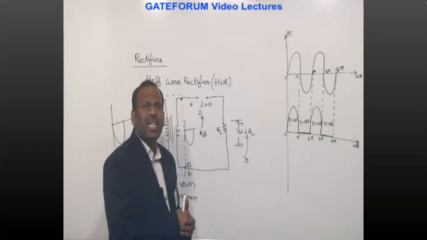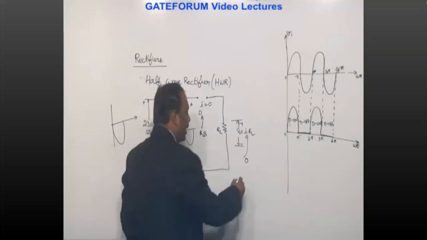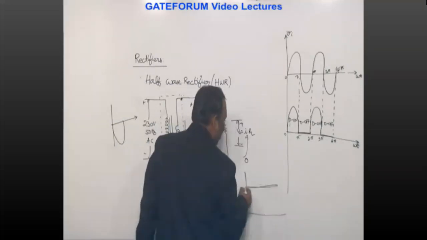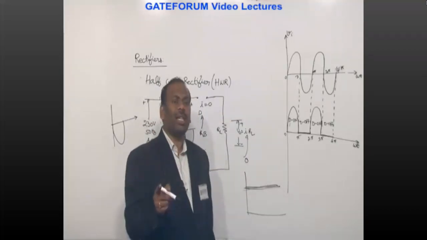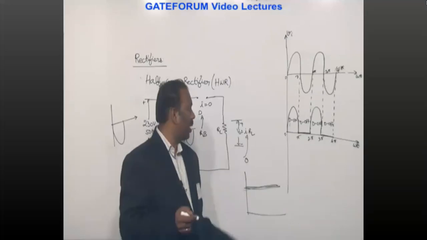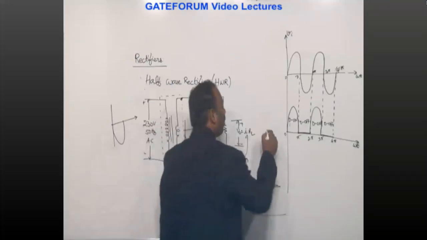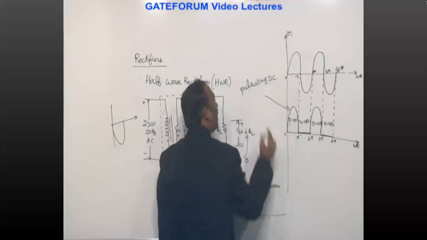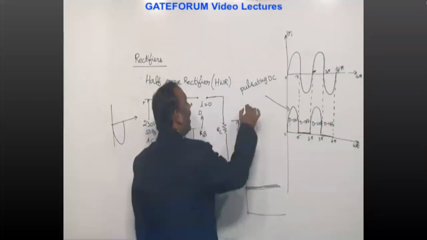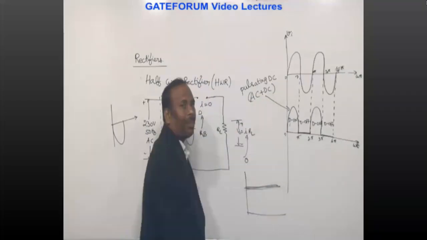Now the next question is the output DC waveform. DC means it has to be a straight line like this. That is the DC output waveform. Rectifiers are used to convert AC to DC. Are you getting DC like this? No. This waveform is called pulsating DC.